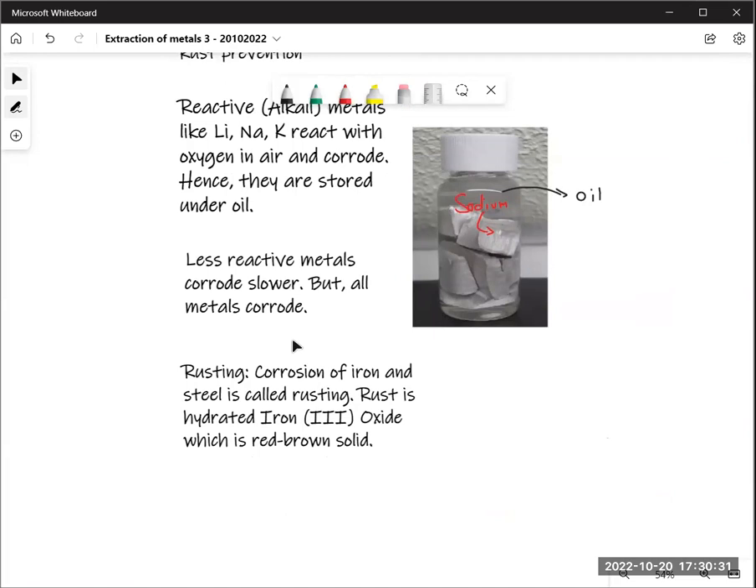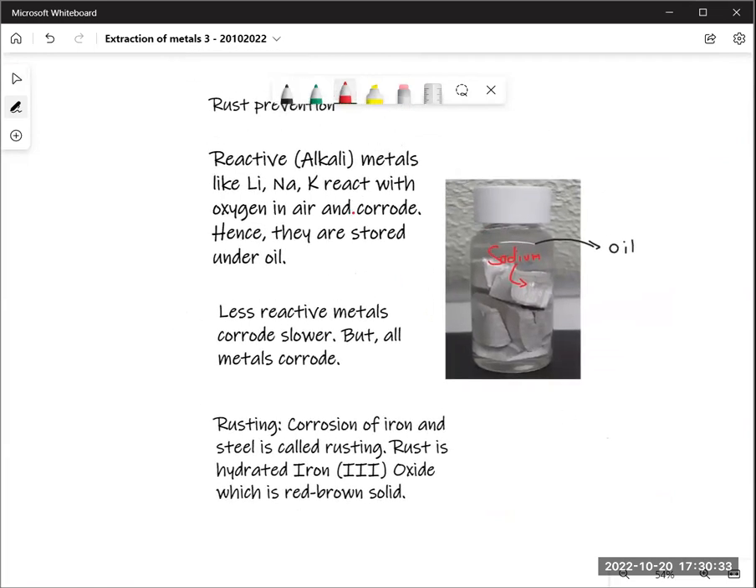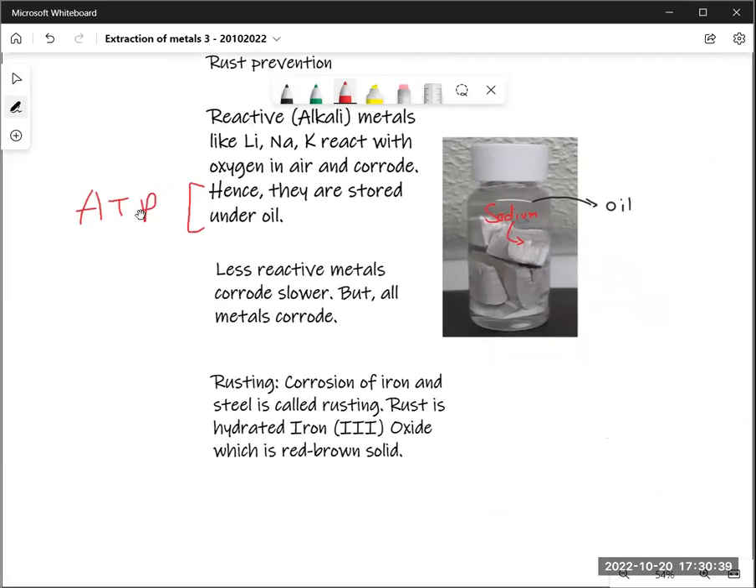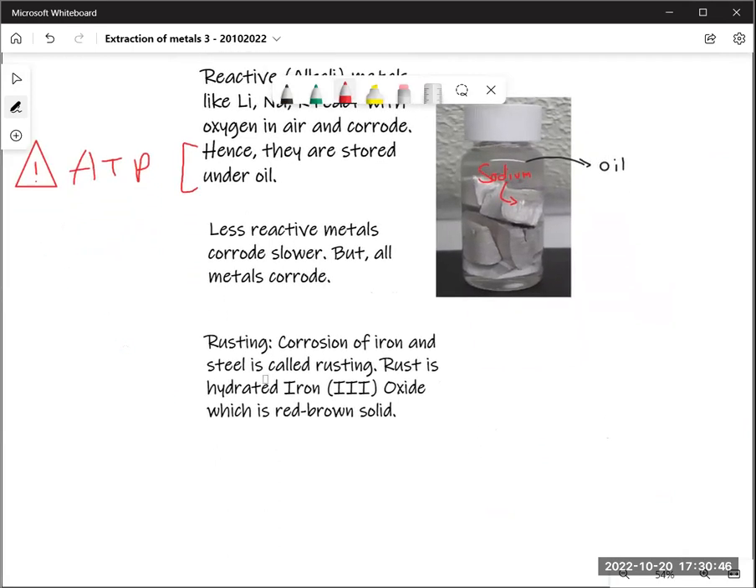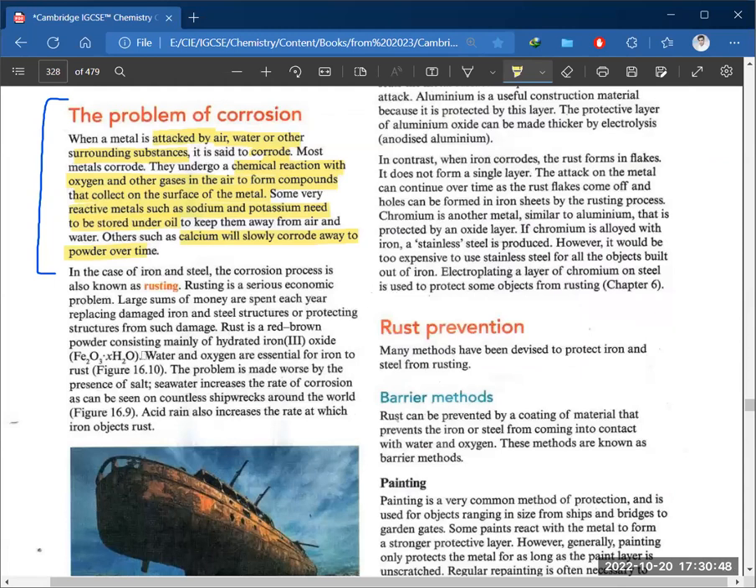Now this question, stored in oil, is asked in the alternative to practical, ATP. You can write this in your notebook, ATP, important. It's guaranteed to come.